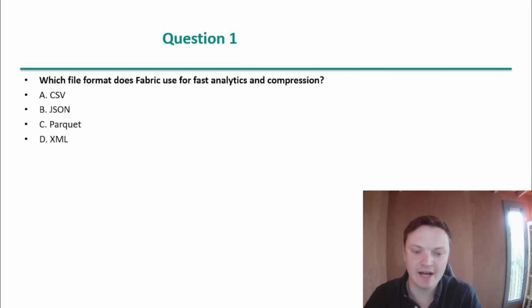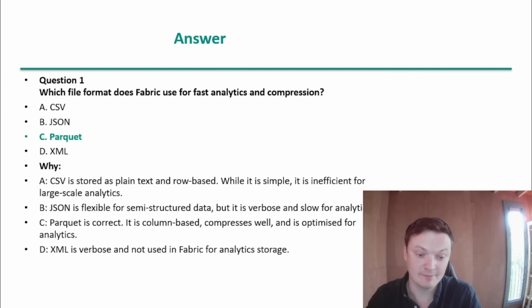Question 1. Which file format does Fabric use for fast analytics and compression? A. CSV, B. JSON, C. Parquet, or D. XML? And the answer is C, Parquet. Parquet is correct because it is column-based, compresses well, and is optimized for analytics. CSVs are row-based, and JSON and XML are not what Fabric uses.